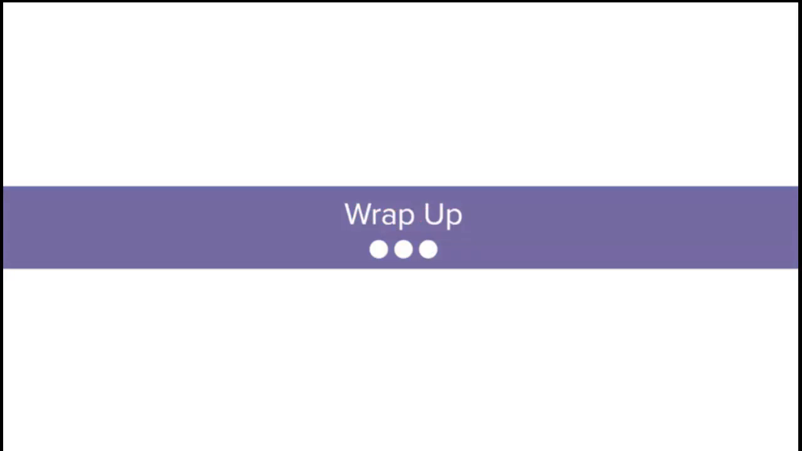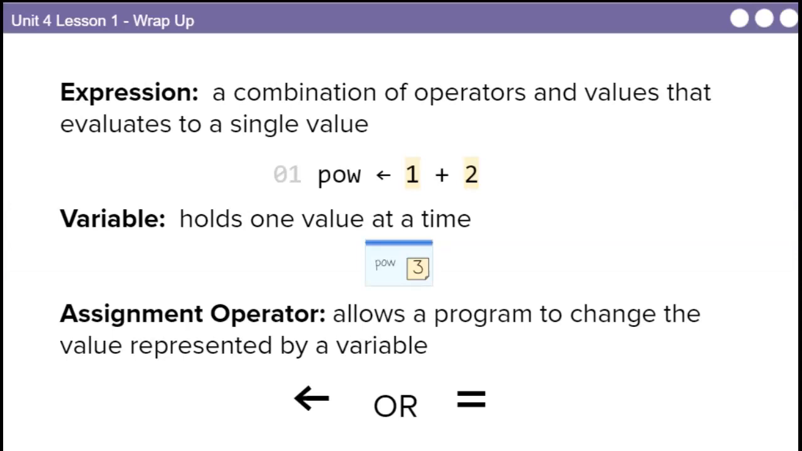All right, to wrap up, hopefully you've turned in your work. Just as a wrap up, an expression is a combination of operators and values that evaluate to a single value. And that's very important because a variable can only hold one value at a time. The assignment operator allows a program to change the value represented by a variable. So remember, out with the old, in with the new.